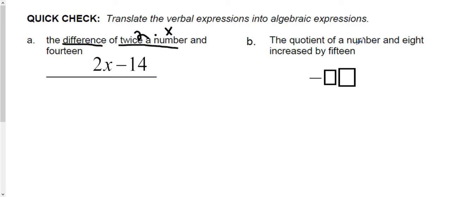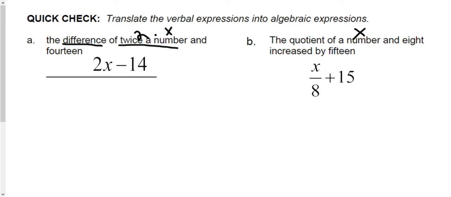The quotient of a number. So that first thing, I don't know what the number is. I'll call it x. That goes on top. And 8. So 8 is on the bottom. Increased by. Increasing it, adding. Increased it by 15.